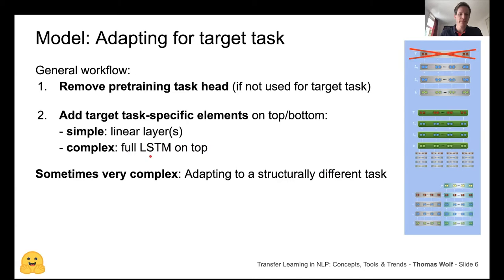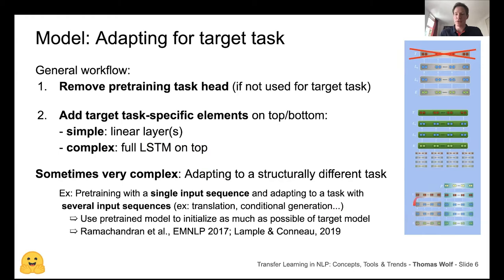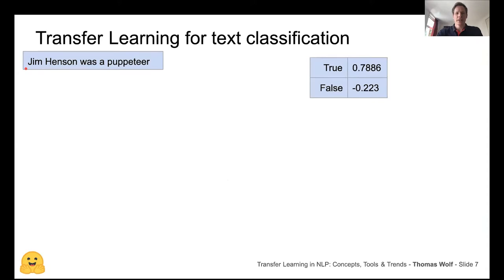Sometimes you also adapt to a task that is really different. For instance, you want to use your single model in an encoder-decoder setup to do, for instance, translation or summarization. And in that case, this adaptation can be quite complex. Let's look at an example. Let's say we have an input sentence: Jim Henson was a puppeteer. Okay, and we want to predict whether this input sequence is true or false.